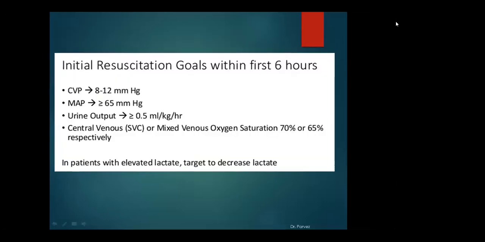So the initial resuscitation goals for the first 6 hours with IV fluid are to maintain the central venous pressure between 8 to 12, mostly between 10 to 12, to increase the mean arterial pressure above 65, the urine output to at least 30 ml per hour in a 60 to 70 kg person, and to increase the mixed venous oxygen saturation to close to 65.